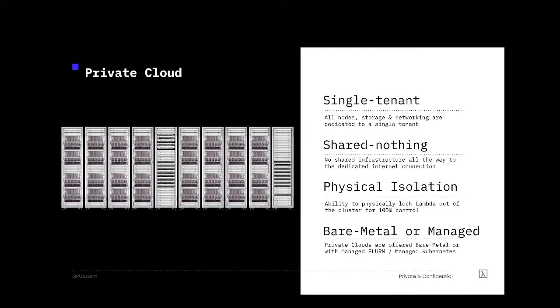Private cloud is a much more dedicated environment. It's single tenant, spare nothing with full physical isolation, and you could have bare metal or managed services deployed by Lambda as well. Our private clouds go from 512 GPUs up to 2,000, up to 10,000. There's really no scale limitations on how big of a private cloud you can build.